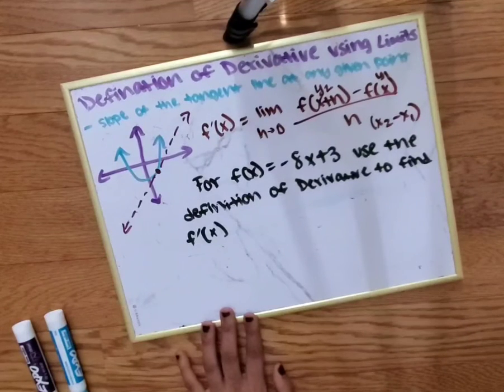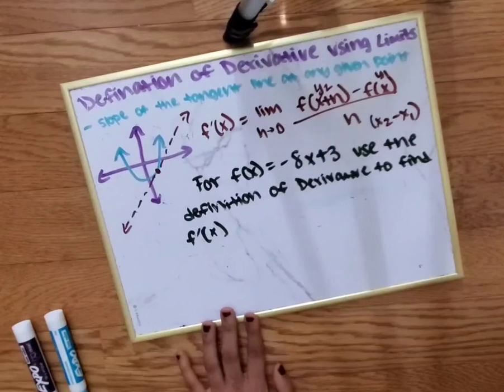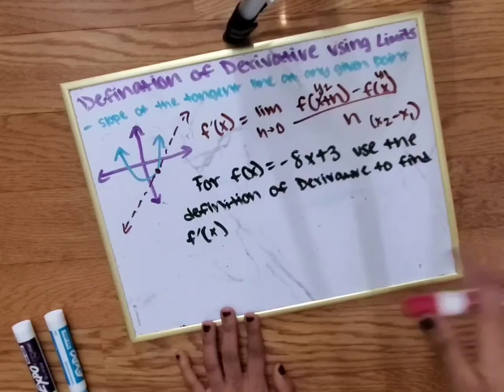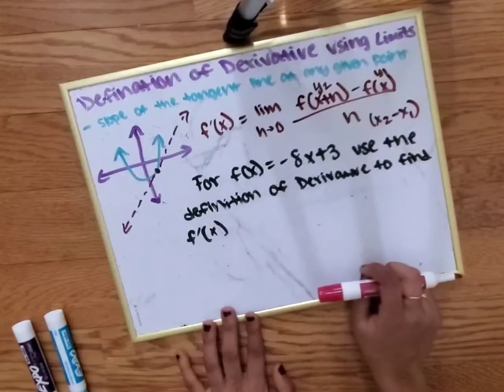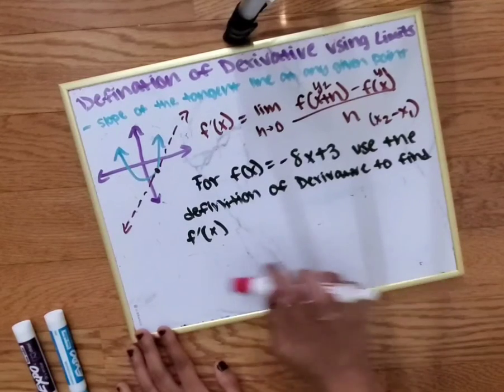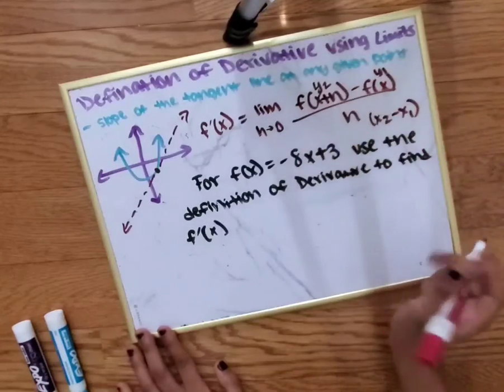Alright, so we're going to do a basic problem using the definition of derivative. So here I have a problem. For f of x equals negative 8x plus 3, use the definition of derivative to find f prime of x. So f prime of x, again, is to find the derivative.